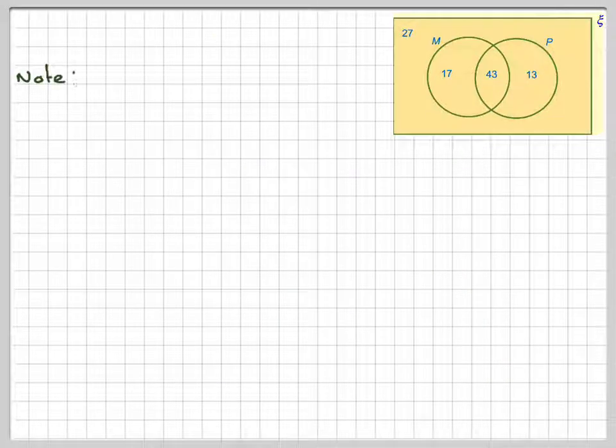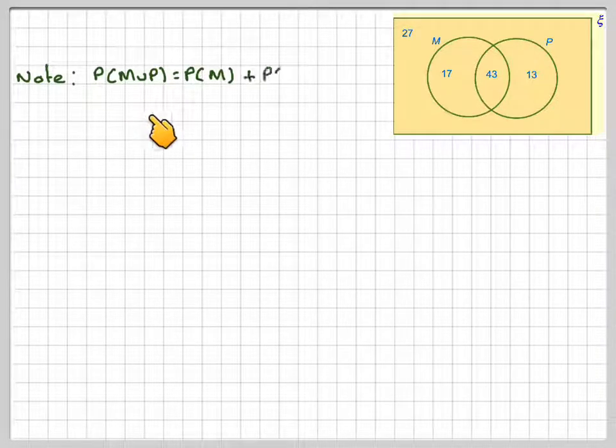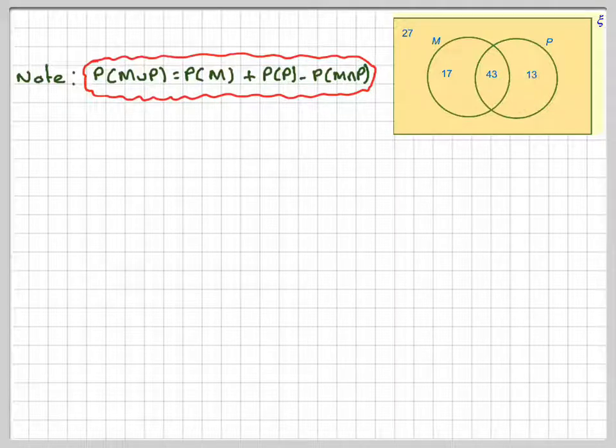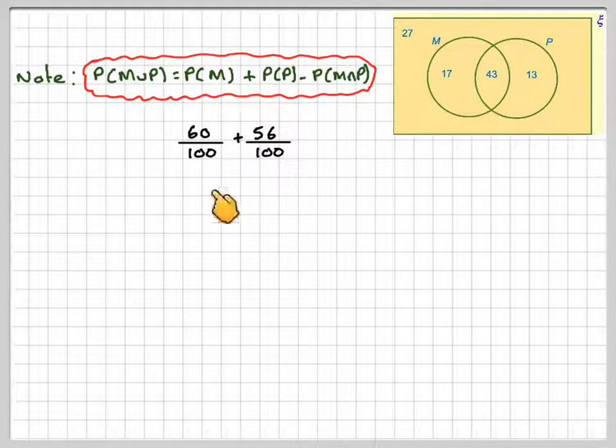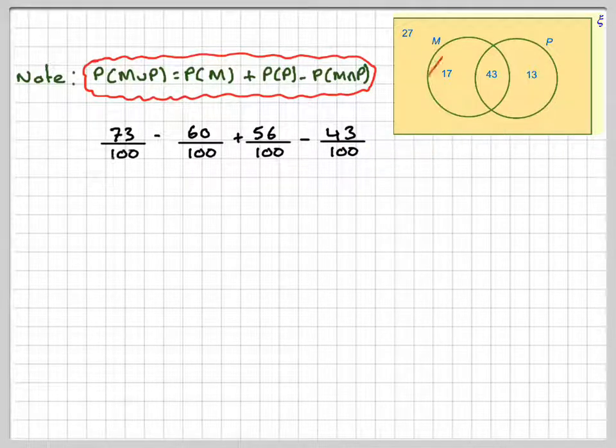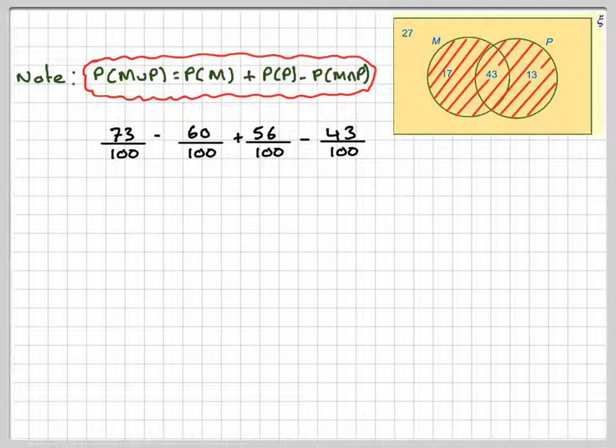Just one other thing to notice. If you were to work out the probability of M union P, that's the probability of everything in M plus the probability of everything in P, but then you would have to subtract the intersection because you would have counted it twice. So this formula is quite important in probability, normally expressed in terms of A and B. And if we work this out, 60 out of 100 we get from there, and then 56 out of 100 we get from there. So my answer to part A, plus my answer to part B, minus my answer to part C with the intersection, and that will give me 73 out of 100. So that represents that shaded region there, and that's the same as doing 17 plus 43 plus 13.